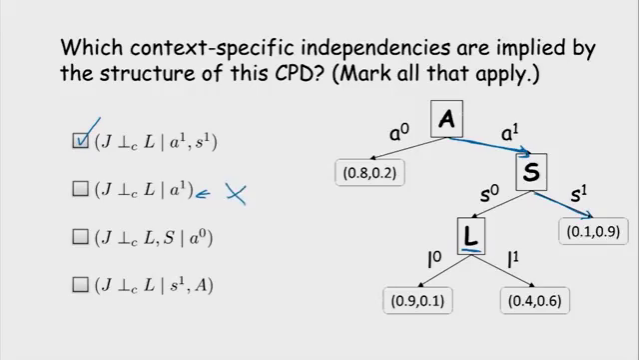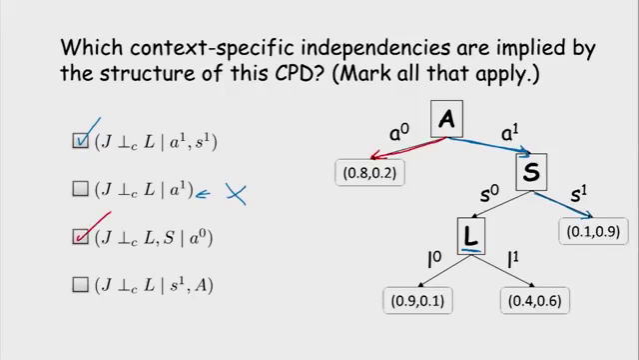What about the next one? J is independent of L and S given A0. So let's look at the A0 case. And sure enough, in the A0 case, there's no dependence on either L or S, so this one is also true.